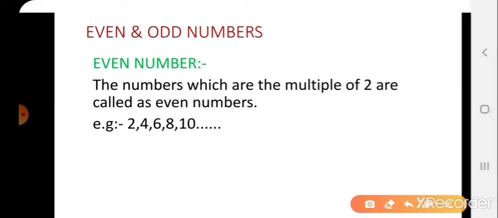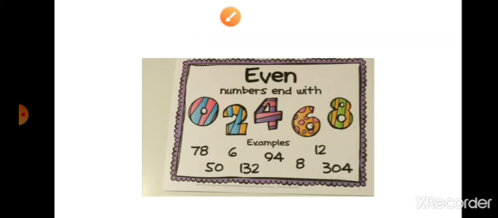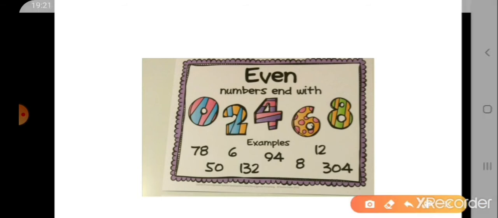What are even numbers, children? Even numbers are the numbers which are the multiples of 2 or which are in the table of 2 are called as even numbers. Example 2, 4, 6, 8, 10 and so on. Or the numbers ending with the digit 0, 2, 4, 6 and 8 are known as even numbers.